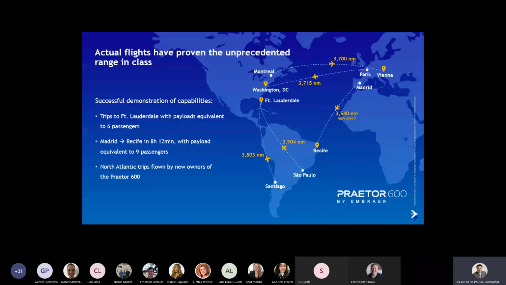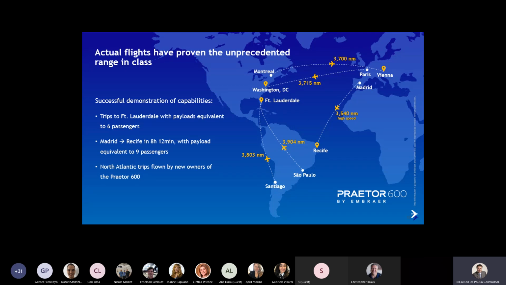One thing customers ask to us: but Ricardo, is this true? Because I bought an airplane from another manufacturer years ago, and I had a miserable experience because I was promised a number, and when I got the airplane, the numbers were totally different. And what I usually answer is, Mr. Customer, this is not Embraer. We really stand behind the numbers we put out.